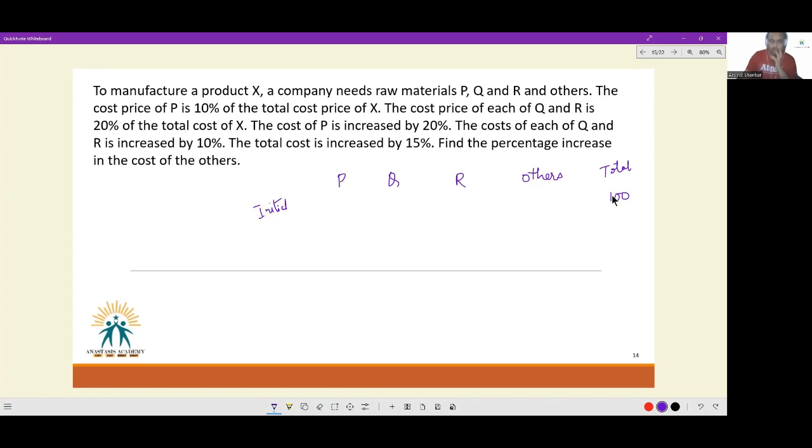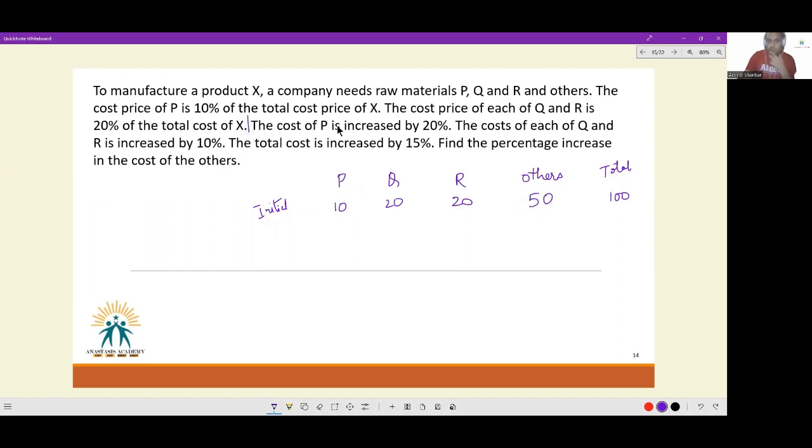Initial total cost is 100. So P had 10 rupee share out of it. Q had 20 rupee share, R had 20 rupee share, and 50 rupees is accounted for. The remaining will go to others. Initially, the total cost split was this 10, 20, 20, 50.